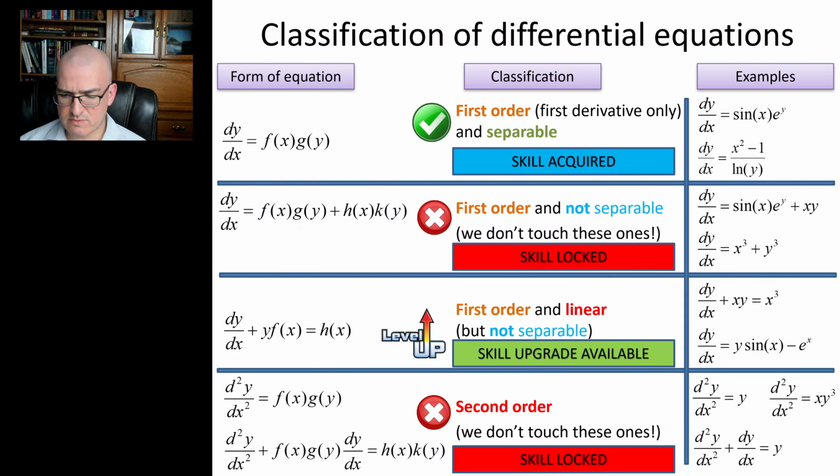If you think about what we are doing next, we have the skill of first order separable. We have that done. I'm telling you the second category there is a locked skill. We are not going to upgrade that. The last one there, we're not going to upgrade that, but we are going to upgrade that linear first order, and that's in the next video.